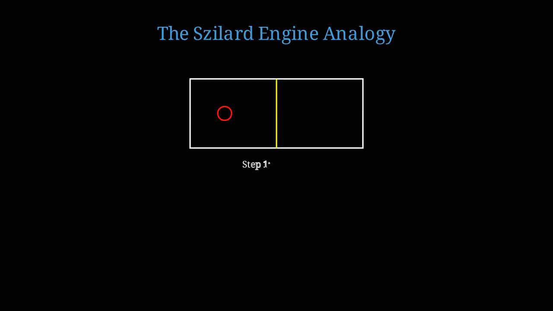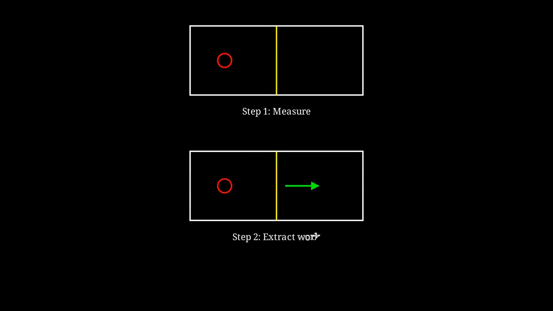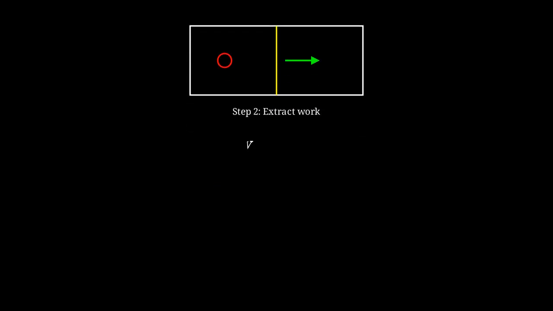To understand the thermodynamics more deeply, let's consider the Szilard Engine, a simplified Maxwell Demon. Step 1. A single molecule is in a box. We measure which side it's on. This costs no energy in principle if done reversibly. Step 2. We insert a piston on the left side and let the molecule push it to the right, extracting work equal to kBT natural log 2. The work extracted is exactly kBT natural log 2.